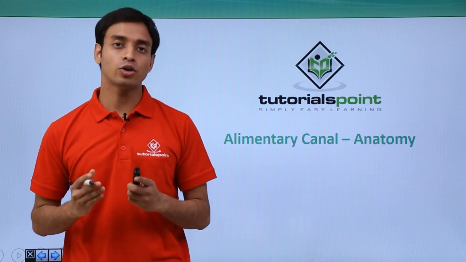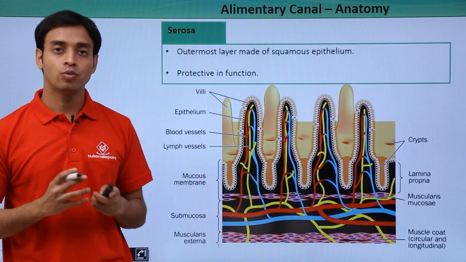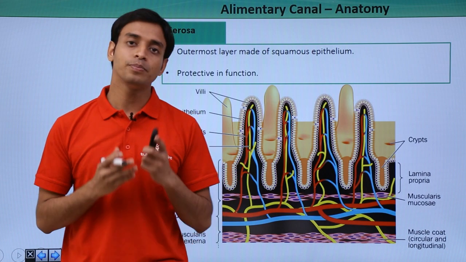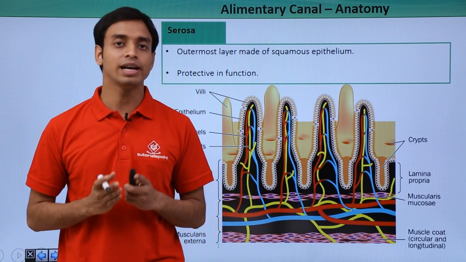In this video, we will be talking about the anatomy of the alimentary canal. So let us see what are the different cells that make up the alimentary canal. The alimentary canal is basically made up of 4 different layers.